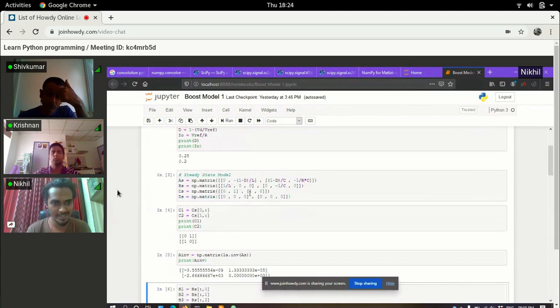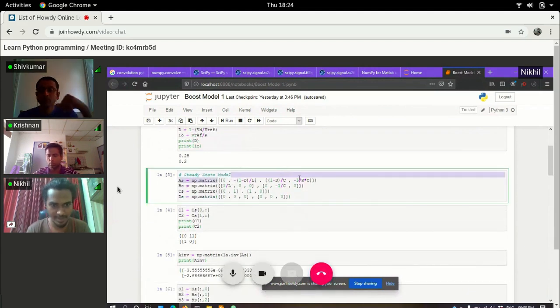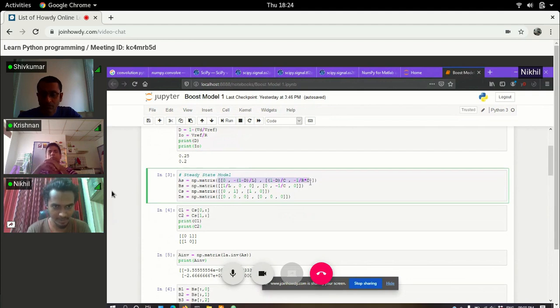So these are the computed values of duty ratio and output current. This is a steady state model where this is the A matrix, which is a 2 by 2 matrix. DS is a 2 by 3 matrix, and CS is a 2 by 2 matrix.